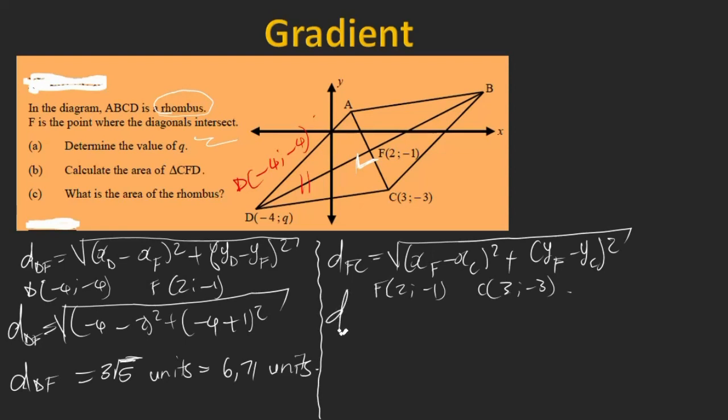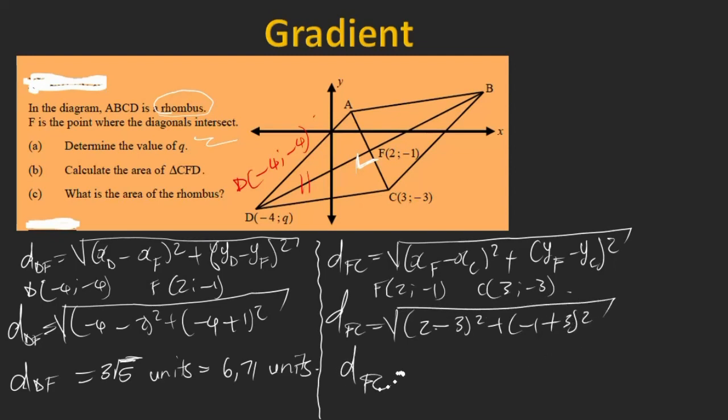And then the distance of FC: I'll have x at F, which is 2, minus x at C, which is 3, squared, plus y at F, which is -1, minus -3, which makes this a positive, squared. And then I have my distance for FC being equal to √5 units, and √5 is the same as 2,24 units.